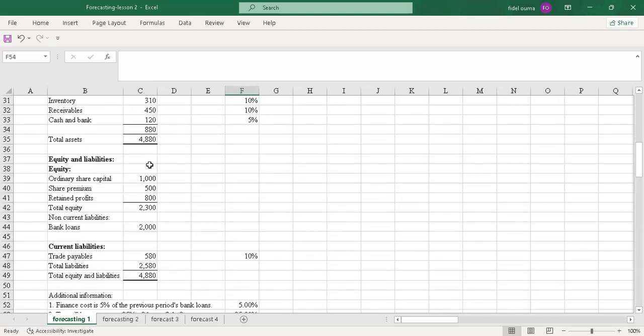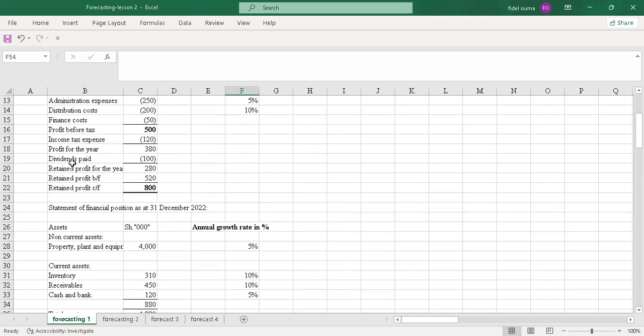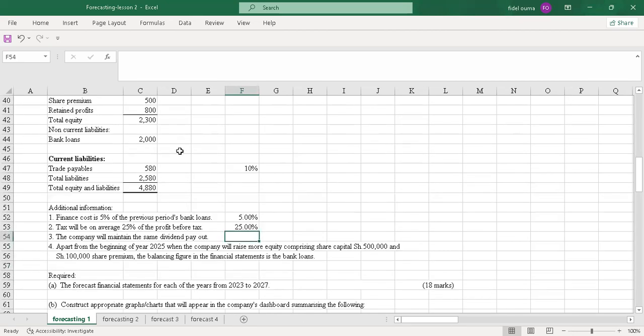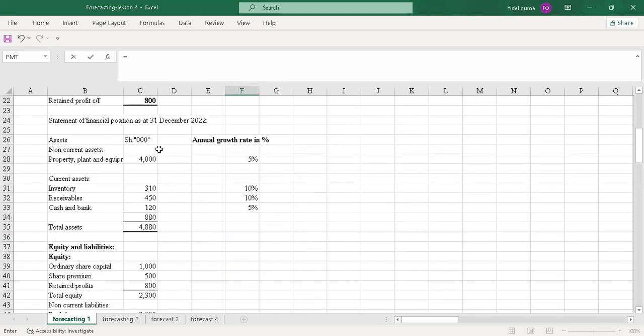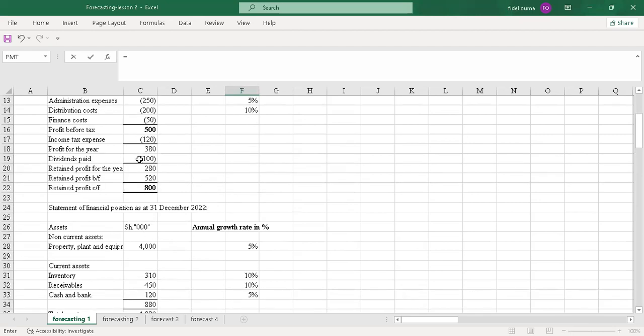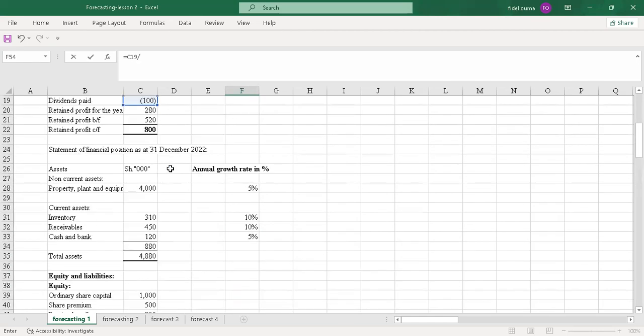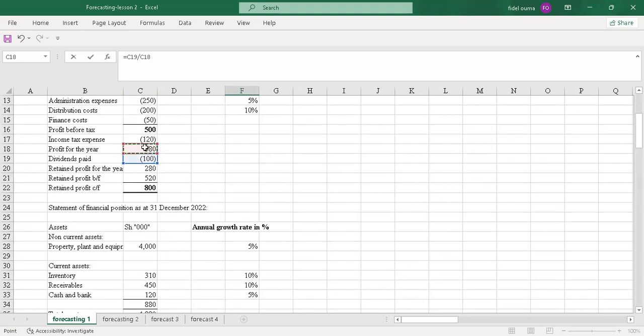The dividend payout here, dividend comes after profit for the year. So dividend paid was 100 in this case, and profit for the year was 380. So the dividend payout, we will change it into percentage. So I'll take the 100, the dividend which was paid, so that I can know the dividend payment ratio. So I'll pick that. Then I divide by 380, sorry.